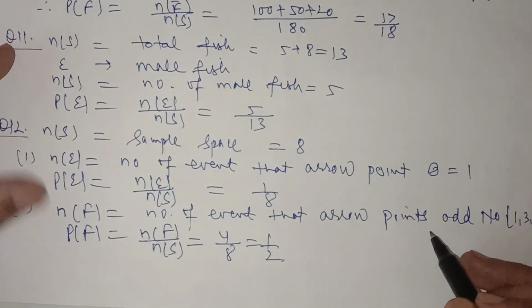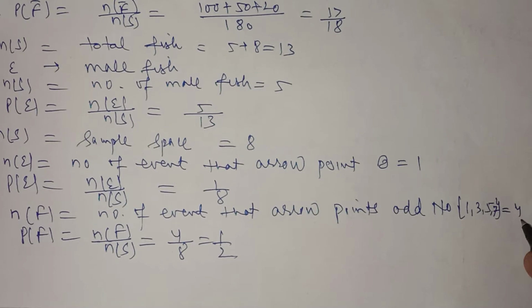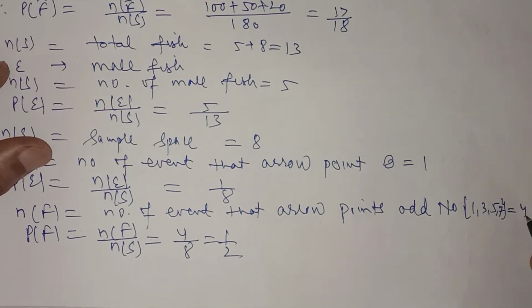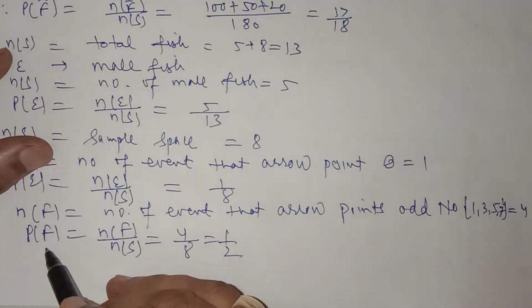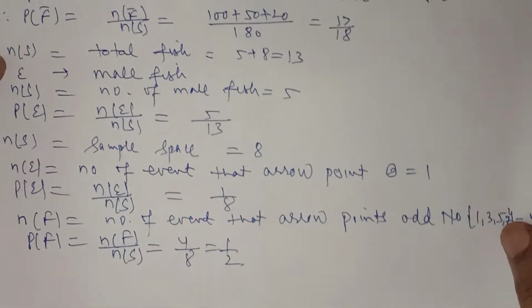In the second part, you have to find the probability that the arrow points to an odd number. So how many odd numbers are there in it? It is 1, 3, 5 and 7. There are 4 events in which it points to an odd number. From 1 to 8, there are 4 odd numbers, 1, 3, 5, 7, and the sample space is 8. So the probability that it points to an odd number is 4 upon 8, that is 1 upon 2.